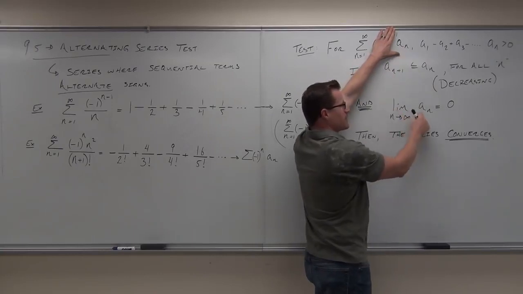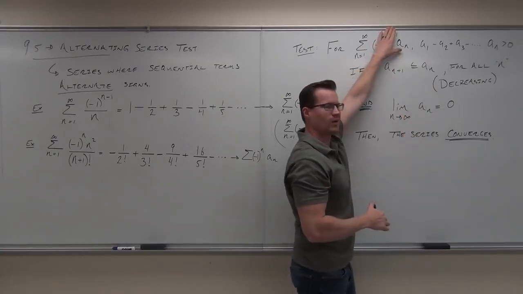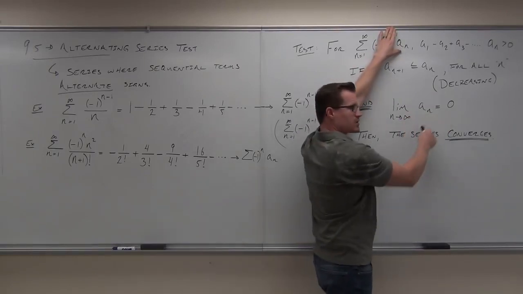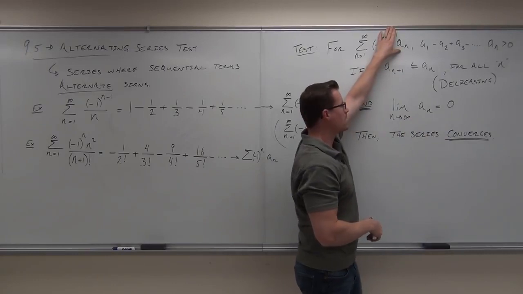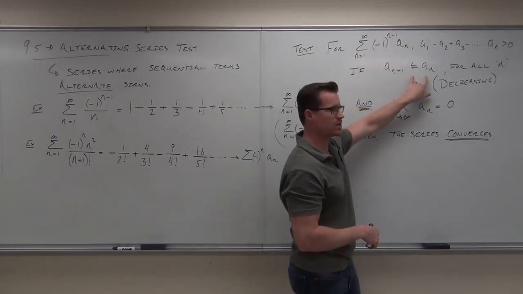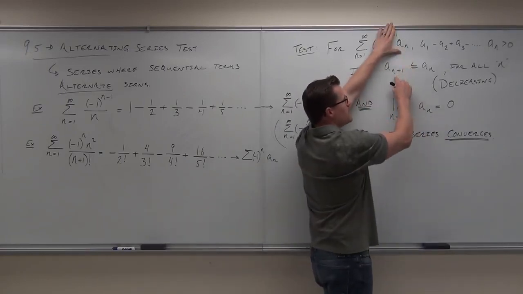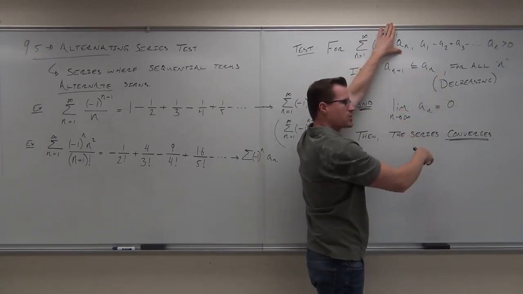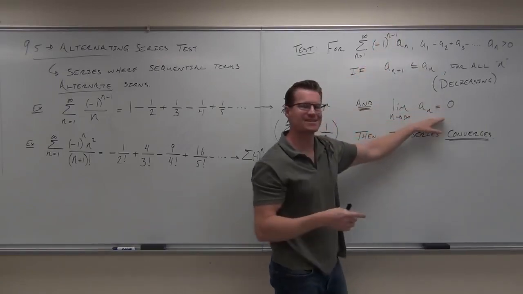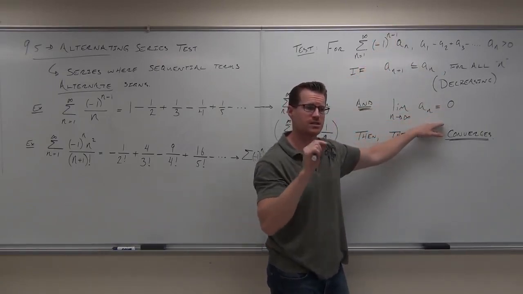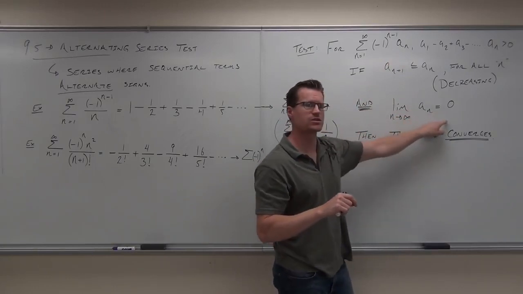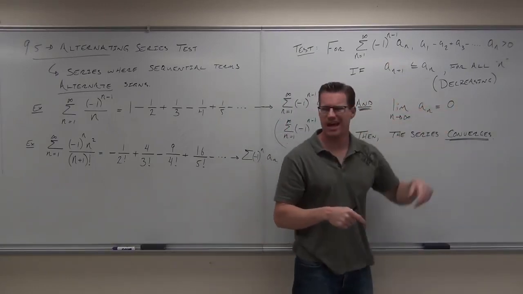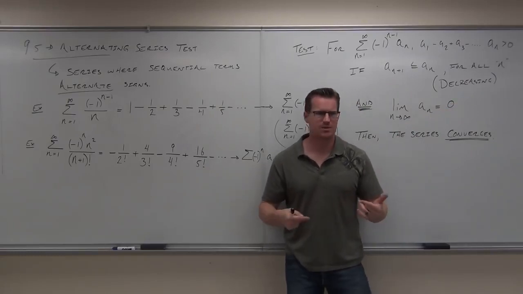If the limit of a sub n equals 0, well, you know what? We do that anyway, don't we? That's the divergence test. So if the limit of a sub n equals 0, it says you might not be divergent. If the sequence of positive terms is also decreasing, which is what this says, then you know it's convergent. So all you got to show is that it passes the divergence test as far as the sequence of positive terms is concerned, and that it's decreasing. Have we shown both those things at different times in this class?